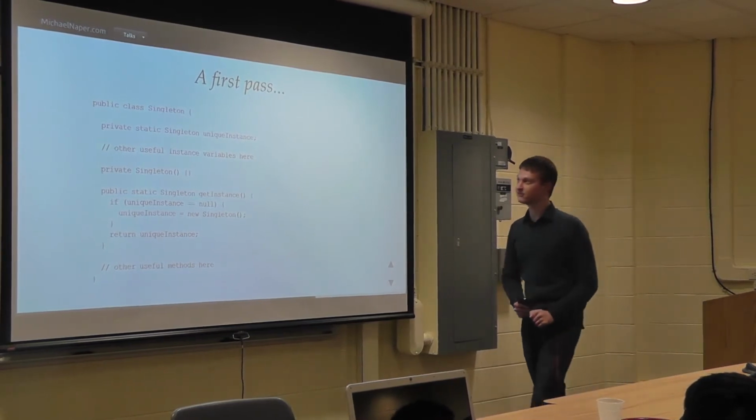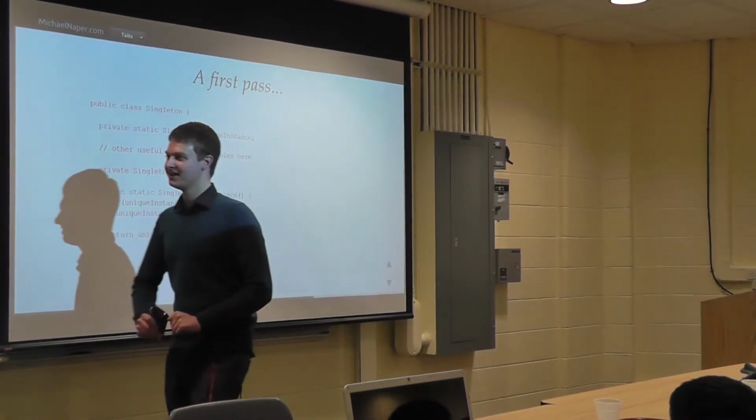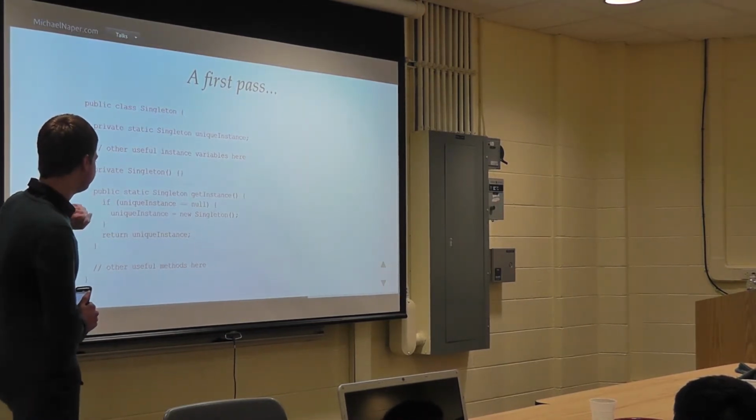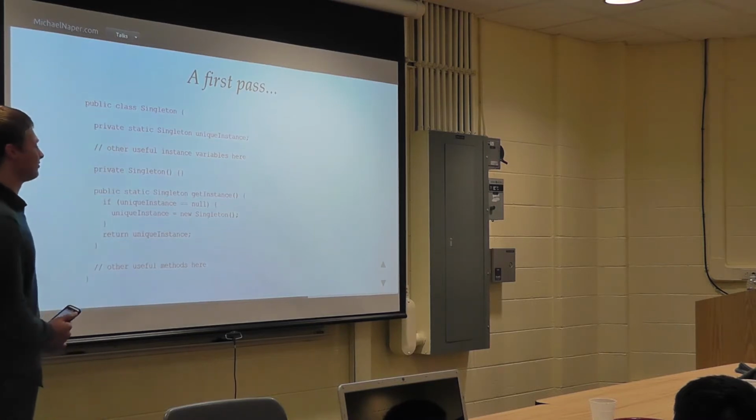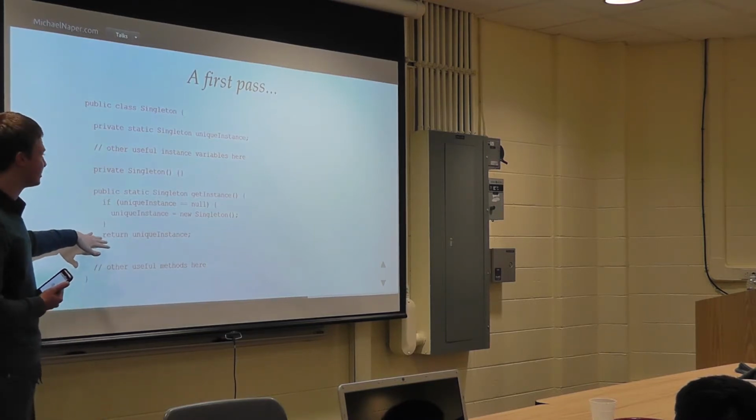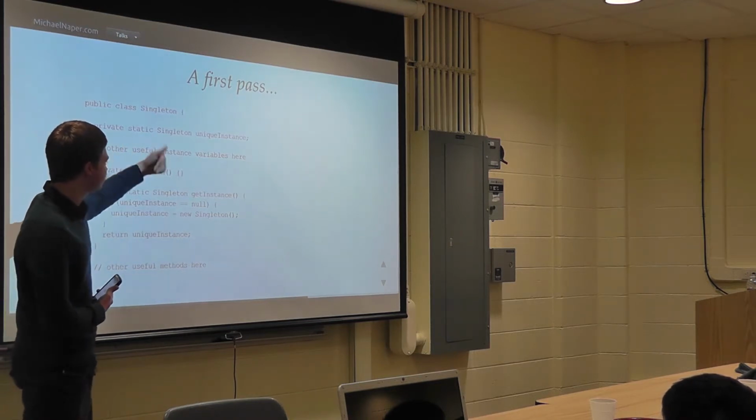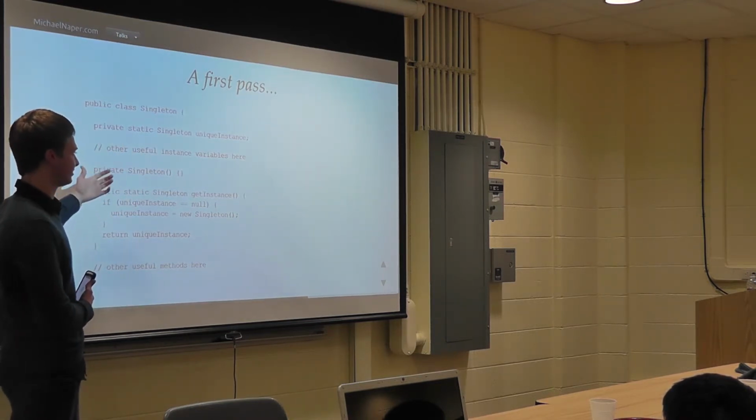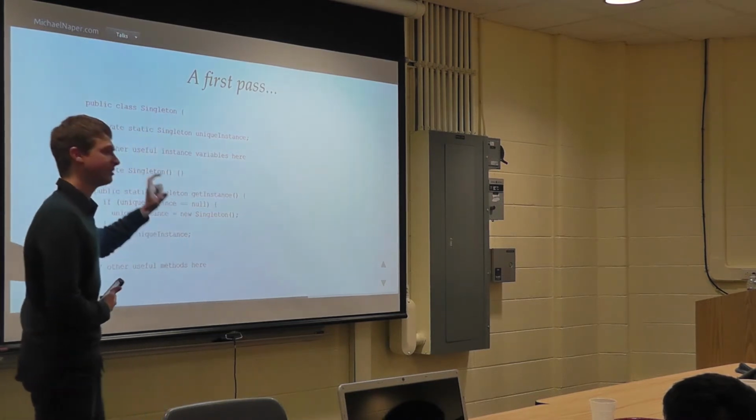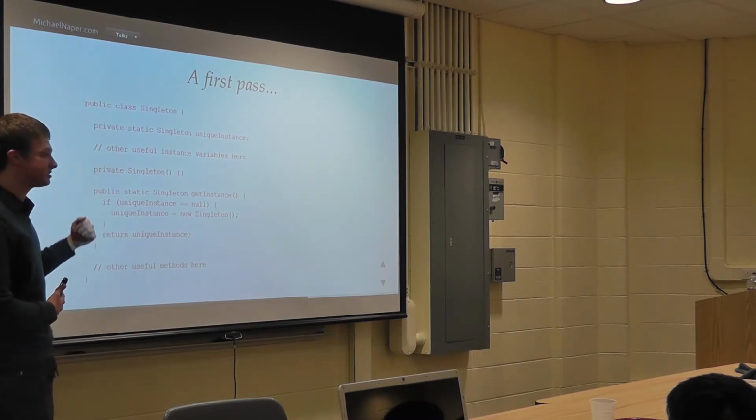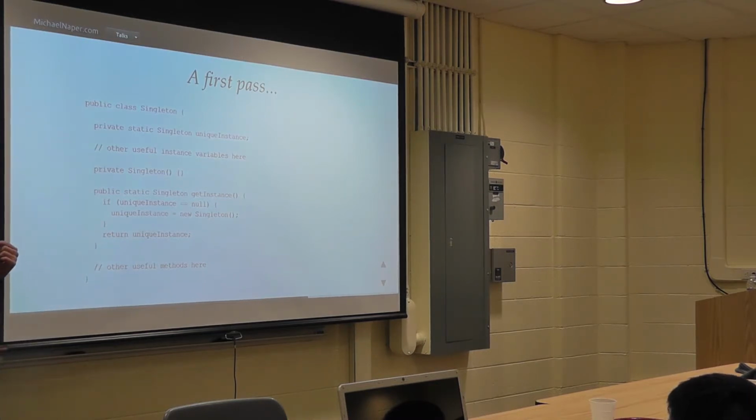Okay, so here is a first pass through the code based on what we just talked about. Now we have a private constructor, so that only this class can create objects of type Singleton. No external class can instantiate a new Singleton object. We also have a private static Singleton instance in the Singleton class, which holds a unique reference to one Singleton object. And then we have the public static method called getInstance, which returns that sole instance.